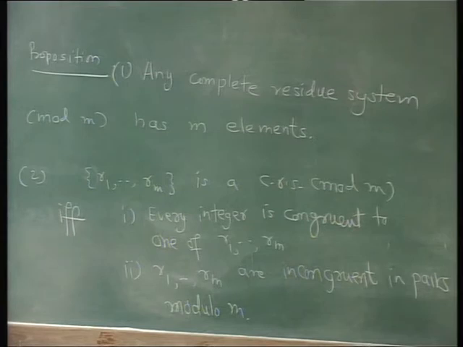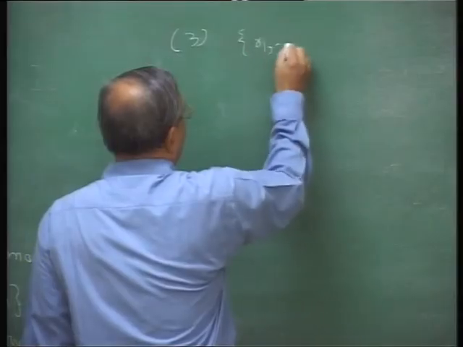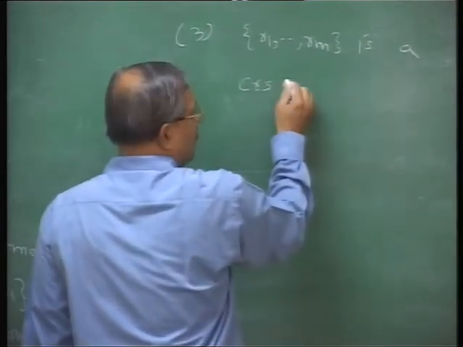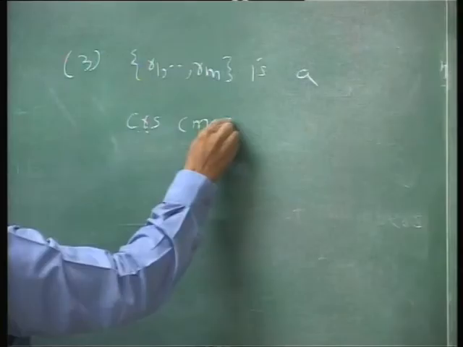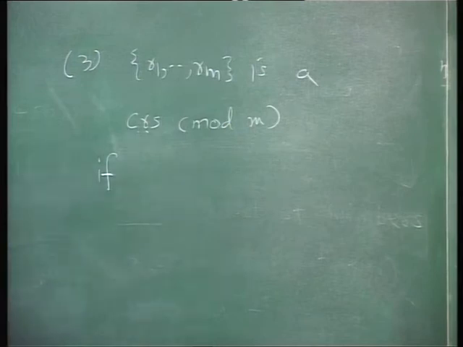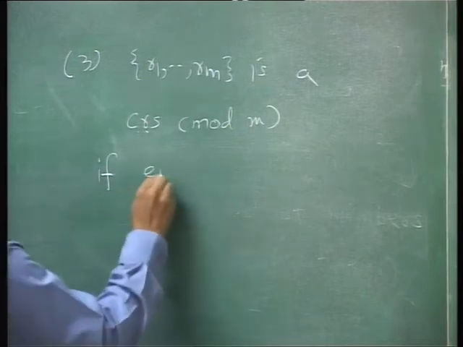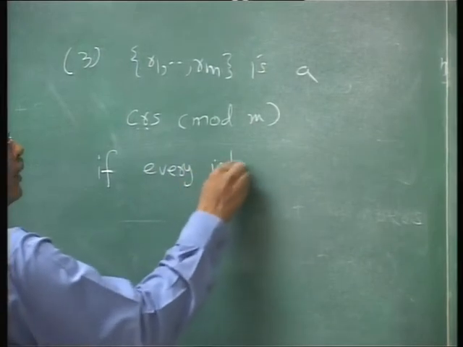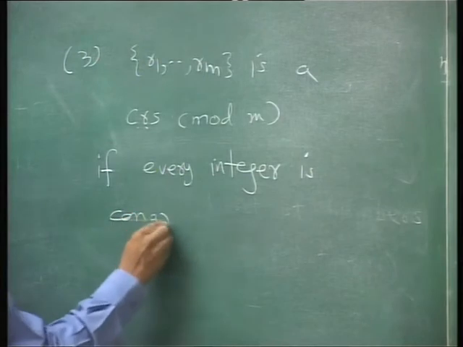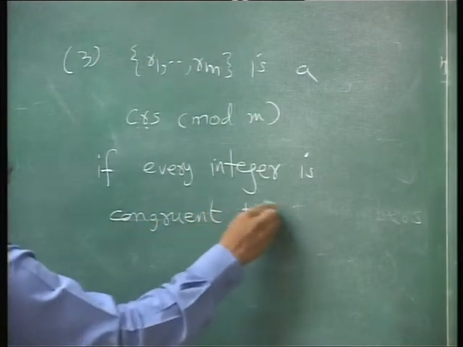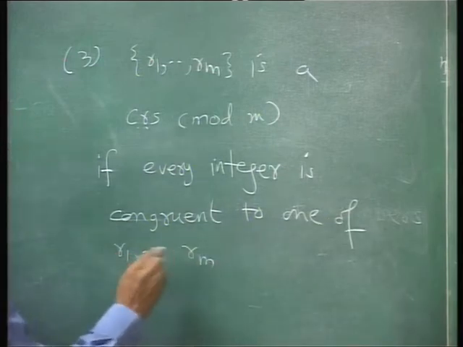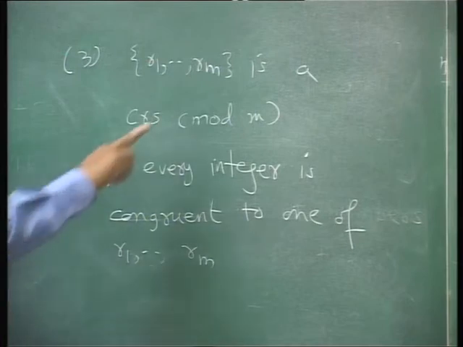So R1, R2, Rm is a CRS mod m if every integer is congruent to one of R1, R2, Rm. The number is m, that's important here.